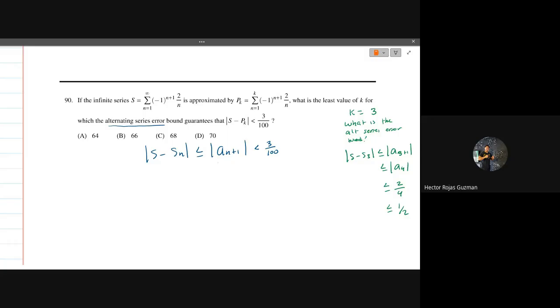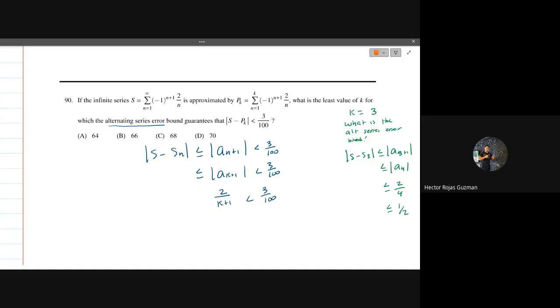So just like that, we're going to do the same thing. But this time we don't know what k is, right? So we're going to keep it as k. So we're going to have the absolute value of a of k plus 1. And that's supposed to be less than 3 over 100. That's going to be less than or equal to 2 over k plus 1. I'm going to ignore this one. 3 over 100. Okay. I got to solve for k.